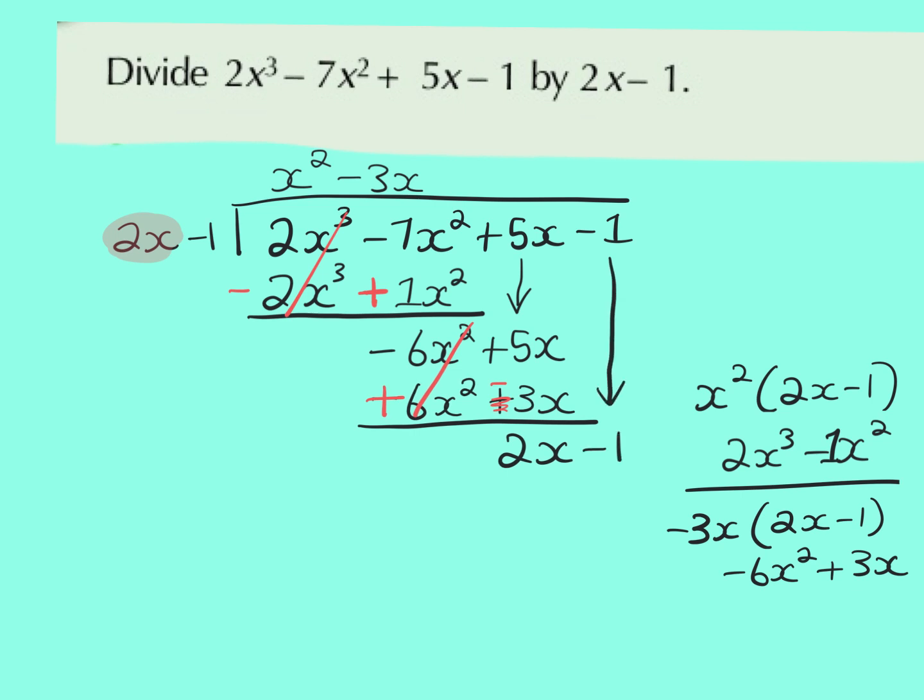And then what I can see here is, what would I multiply by 2x to give me 2x? Well, I know that that's just going to be plus 1. So now I need to look and see that plus 1 times all of this is going to give me 2x minus 1. As I know, when I change those signs, I'm going to get 0.